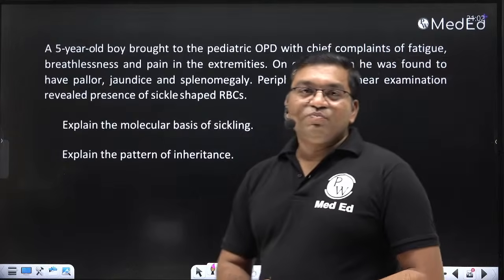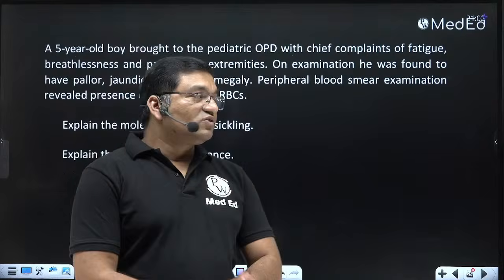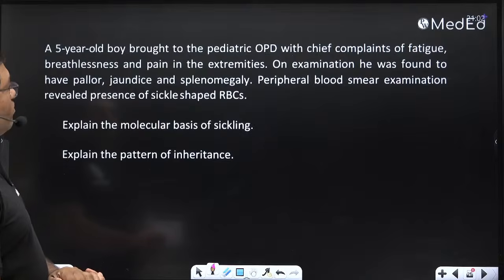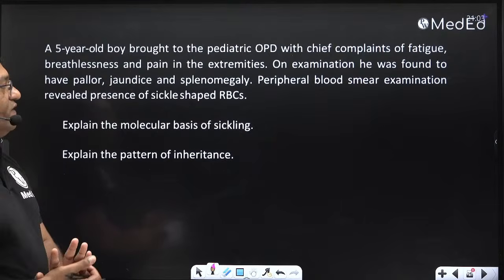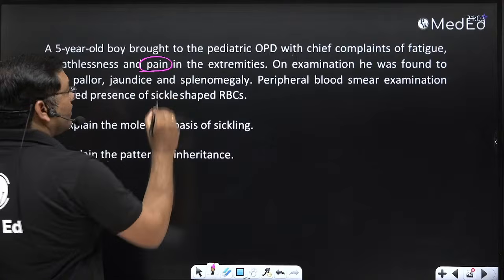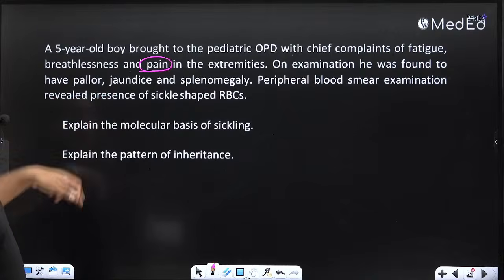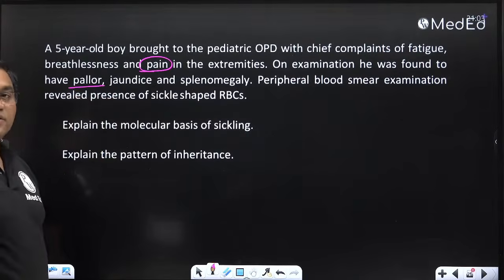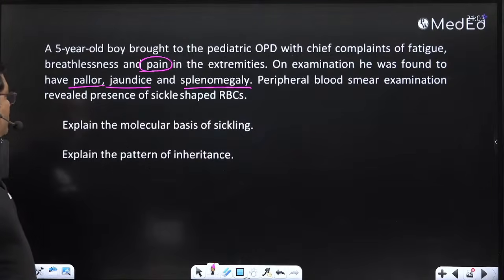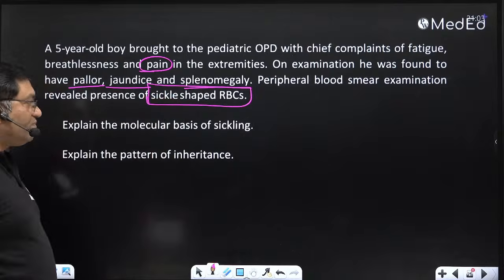Now we'll discuss the important case, sickle cell anemia, and its important features. Now see, a 5-year-old boy was brought to the pediatric OPD with chief complaints of fatigue, breathlessness, and pain in the extremities. On examination, he was found to have pallor, which means decreased hemoglobin, jaundice, and splenomegaly. Peripheral blood smear examination revealed the presence of sickle-shaped RBCs.